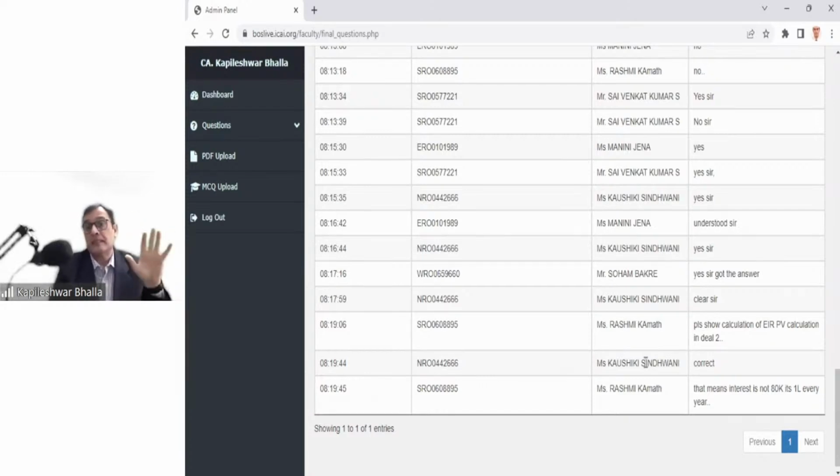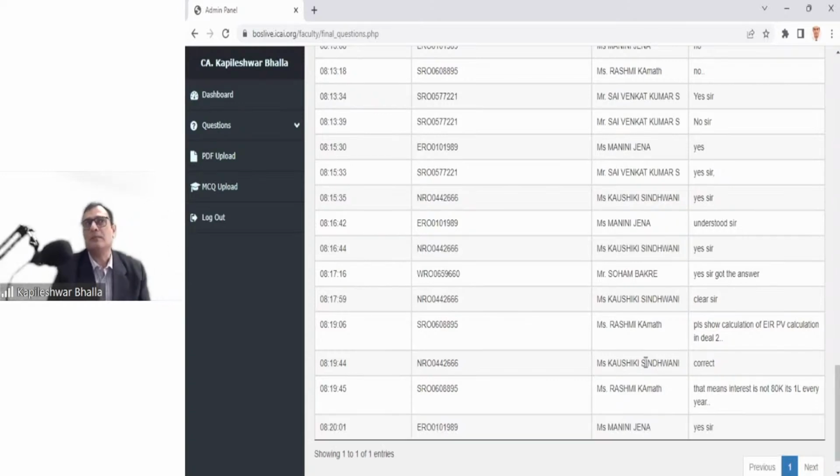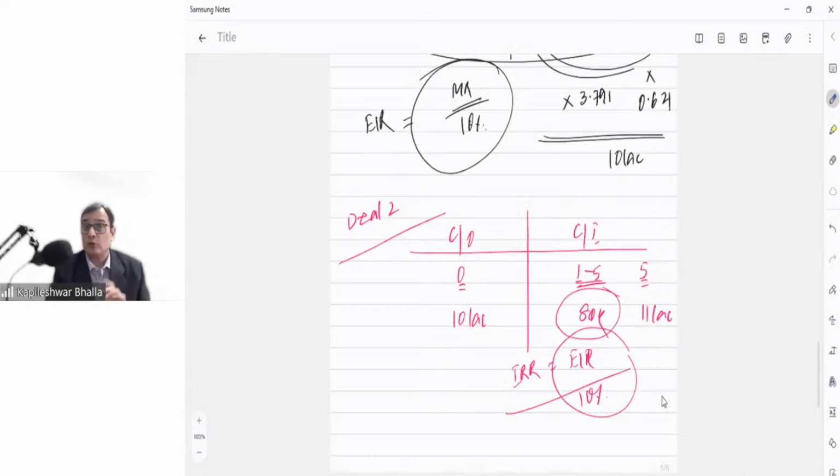But trust me, I said very clearly, if the 2% loss of interest is compensated exactly by a 10% premium on redemption, according to time value of money, then it is definitely going to be so. Okay, and Rashmi, you said that means interest is not 80,000, it's going to be 1 lakh every year. Yes, absolutely correct. So the company which made deal 1 records interest expense of 1 lakh in the profit and loss. The company which made deal number 2 is also going to record the interest expense of 1 lakh in the P&L.